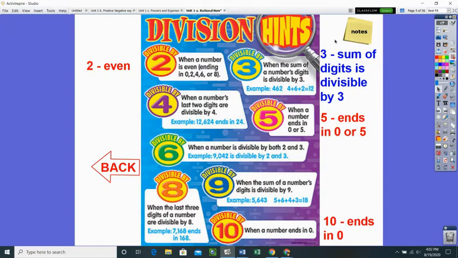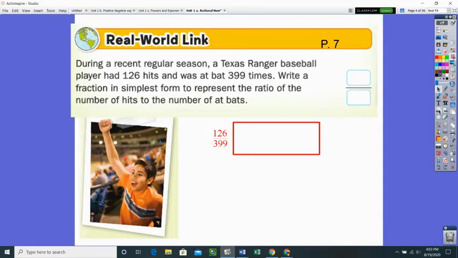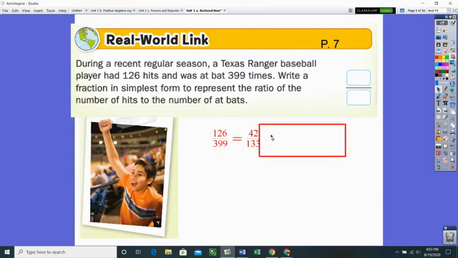The fourth rule that I look for is the divisibility by 3. Is the sum of the digits divisible by 3? So what I mean by that is add 1 plus 2, you get 3. Add the 3 plus 6, and you get 9. Ooh, look, 9 is divisible by 3. Okay, so now let's look at the denominator. 3 plus 9 is 12, and 12 plus 9 is 21. Hey, 21 is divisible by 3, so both these numbers are divisible by 3. So 126 divided by 3 is 42, and 399 divided by 3 is 133.